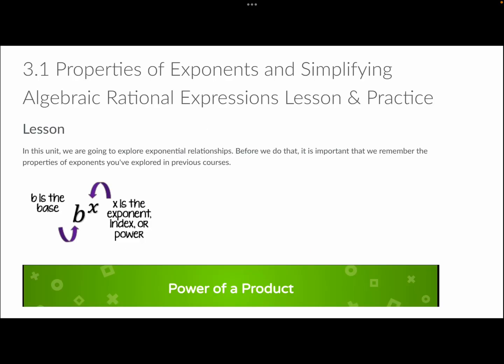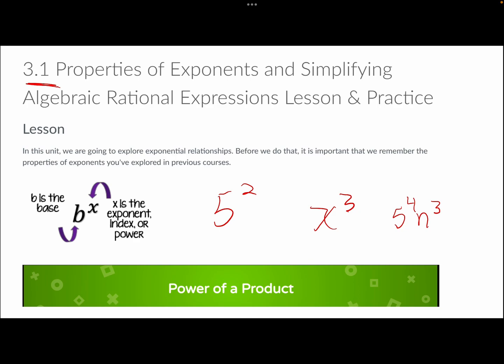Okay, so first thing you're going to be looking at are the properties of exponents and simplifying rational expressions. This is 3.1, a really important lesson. This is telling you that whenever you have 5 squared and x to the third, or 5 to the fourth, n to the third, any of those types of things, small numbers are the exponent, or called the power, and big numbers are the base.